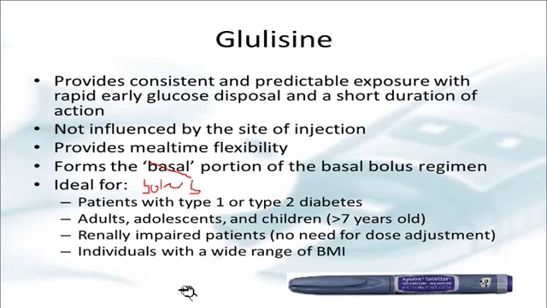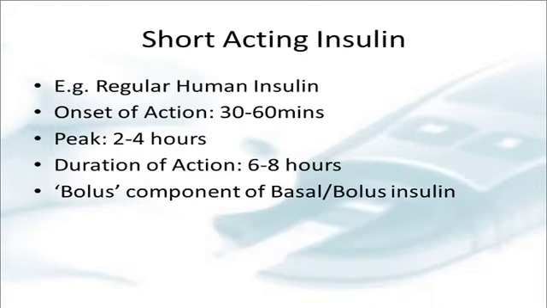And glutathione is ideal for patients with type 1 or type 2 diabetes, ideal for adults, adolescents, and children more than 7 years, renally impaired patients because there's no need for dose adjustment, and ultimately it tends to be useful in patients with a wide-ranging BMI. Now, the mealtime flexibility of glutathione means that if you don't eat, you don't need to take it, and you'll only take your glutathione the next time that you eat. That's what it allows for, which is something you don't get with other insulin analogs, generally speaking.